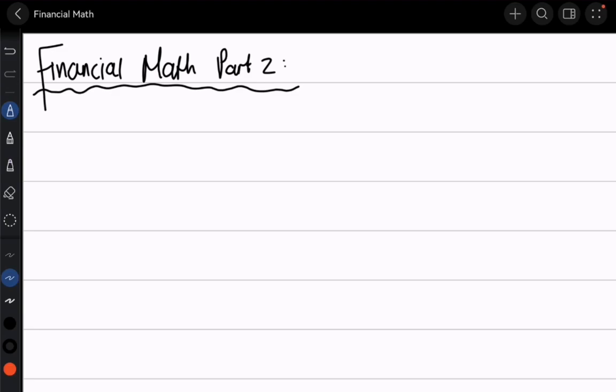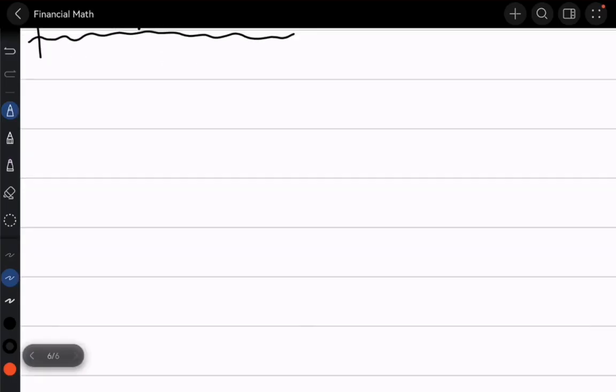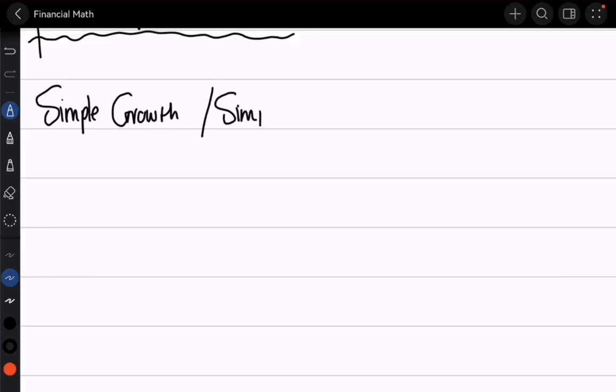So the first thing that I want to talk about is simple growth or simple interest. So they can refer to it as simple growth or simple interest. It depends on your textbook, the school, whatever it is. It might be worded differently. So it is beneficial that you know both terms. That way you don't get shocked.